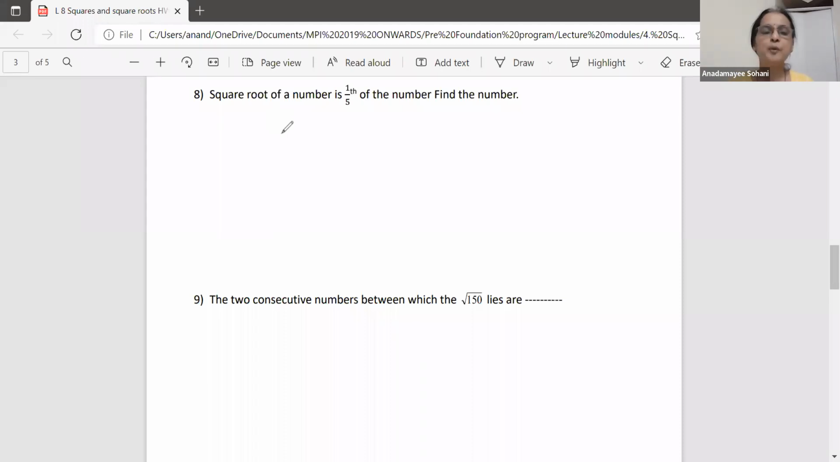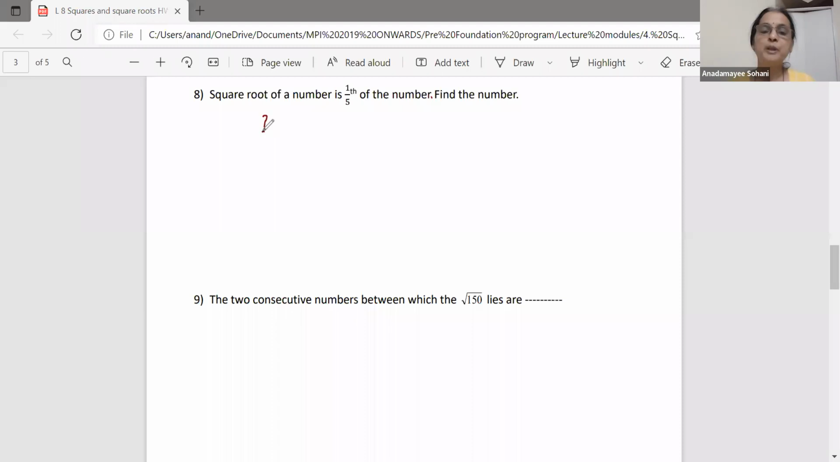Okay, next question. Square root of a number is 1/5 of the number. Forgotten the full stop. I will put it and send it to you. Square root of a number is 1/5 of the number. Find the number. Okay, now I don't know the number.